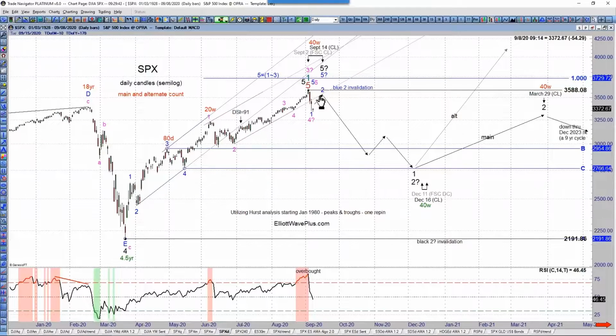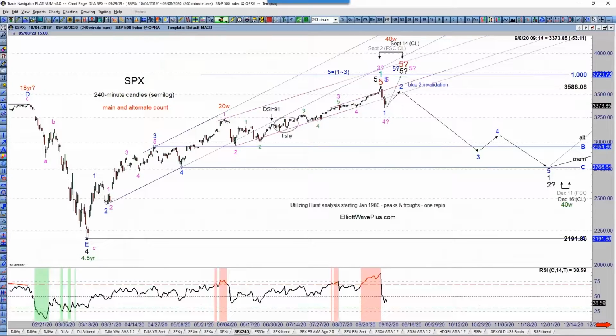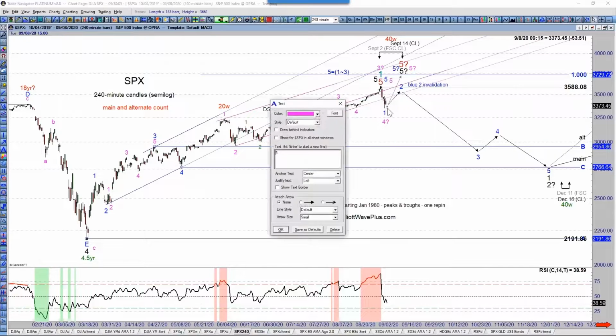So, but we did get into some extreme overbought behavior. There is some unwinding of positions that are likely going to affect the markets in the short term. Here's the 240 minute. So I'm expecting a bit of a rebound after this 5-wave down structure. I'm expecting a bit of a rebound.